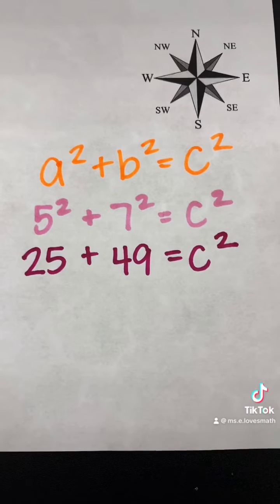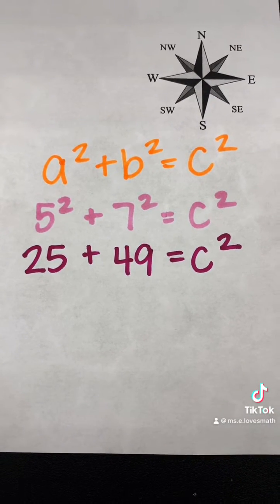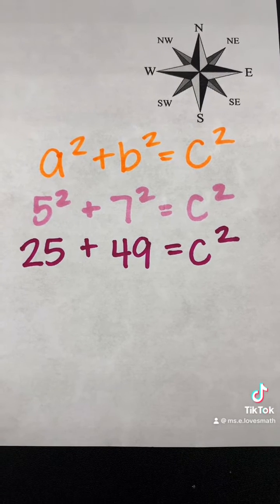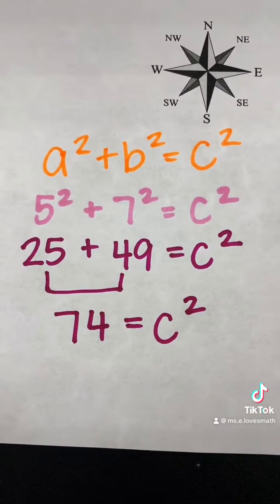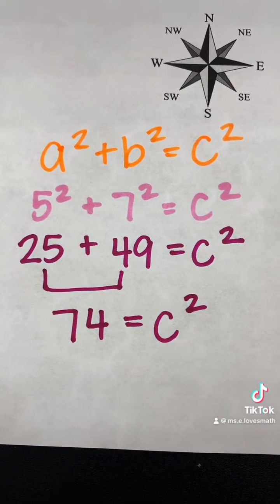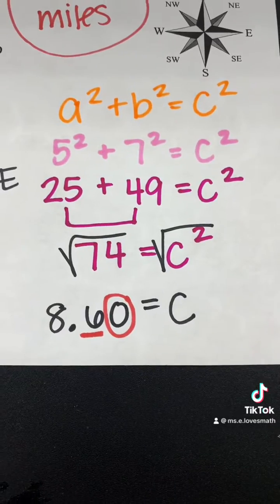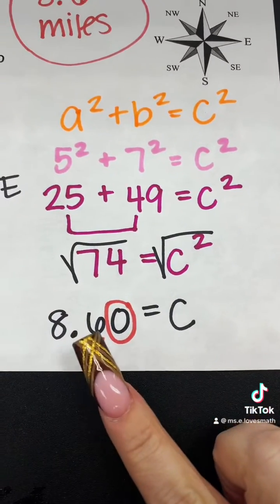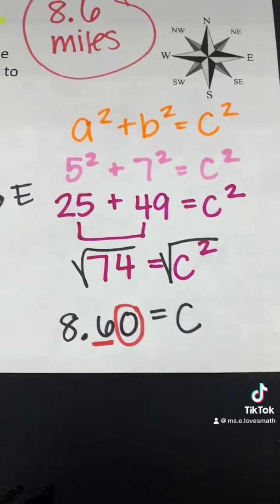Now we evaluate the exponents. 5 to the second power is 25, 7 to the second power is 49, and we are left with C squared on the other side. 25 plus 49 is 74, which equals C squared. When you take the square root of 74, you end up with 8.6023 and so on. They asked us to round to the nearest tenth.